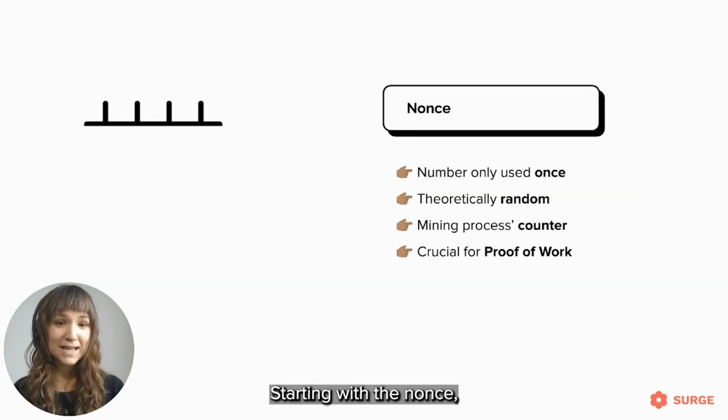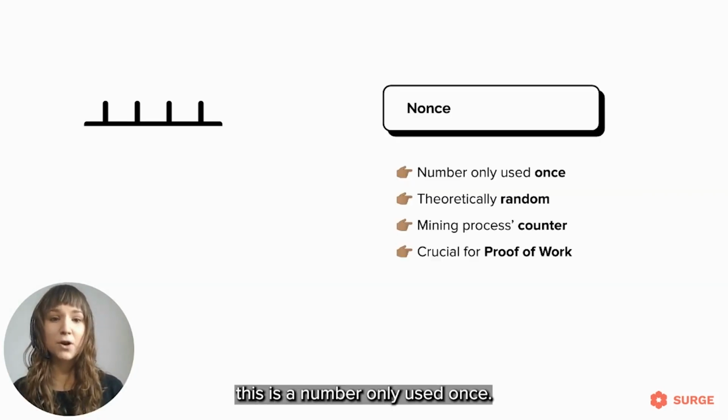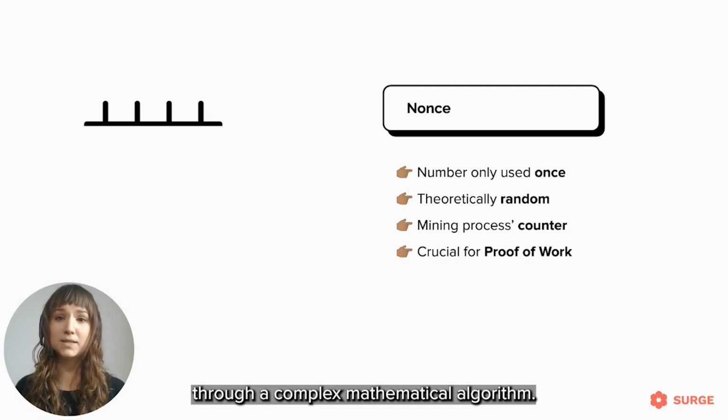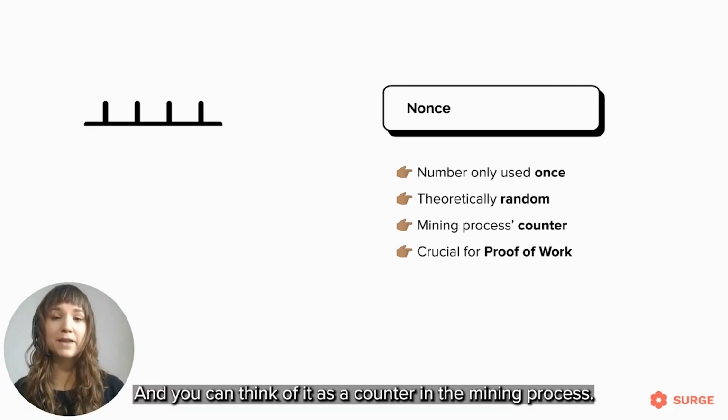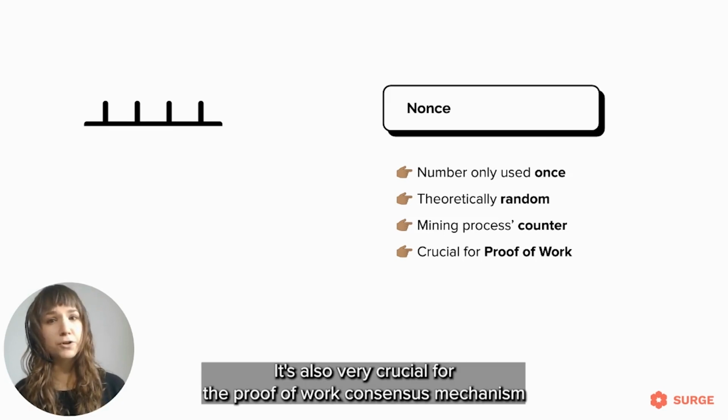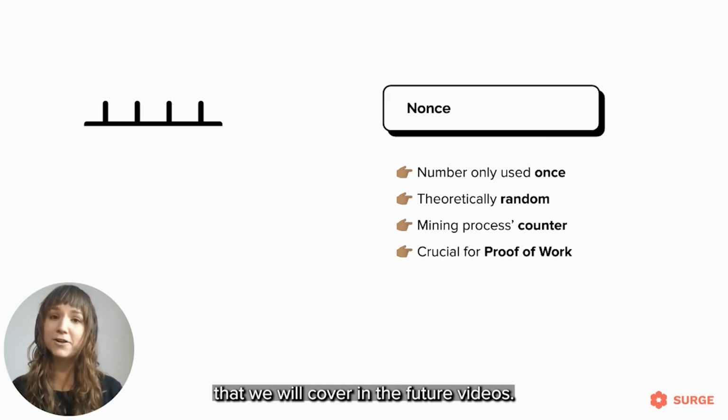Starting with the nonce, this is a number only used once. Theoretically, it's random, but actually it's computed through a complex mathematical algorithm. You can think of it as a counter in the mining process. Mining is the creation process of the new blocks. It's also very crucial for the proof of work consensus mechanism that we will cover in future videos.